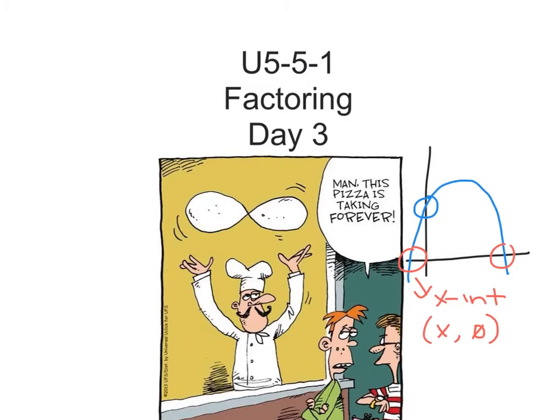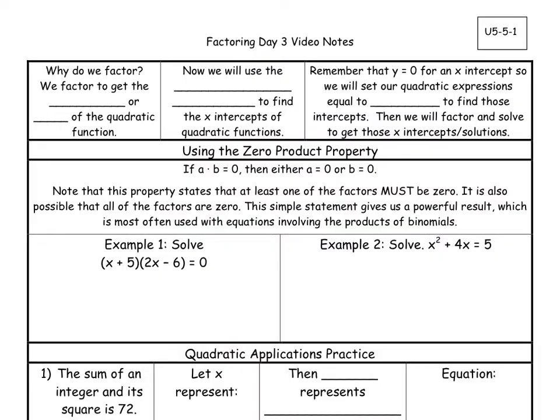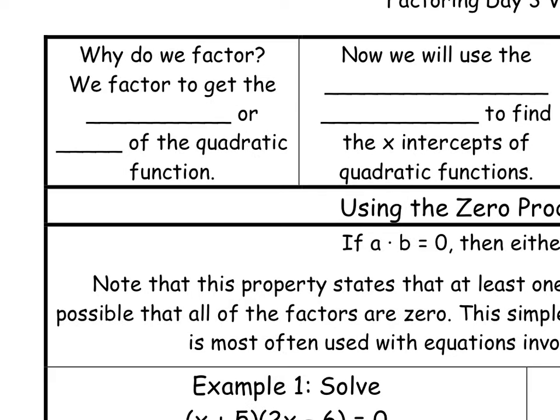So let's go ahead and get started, and we are going to apply the properties of factoring that we learned on day 1 and day 2. Okay, so why do we factor? I talked briefly about the shape of a quadratic function, and we factor to find the x-intercepts of the quadratic function. We also call those the zeros. So we want to know when y equals 0 on that y-axis, what are our x values equal to?